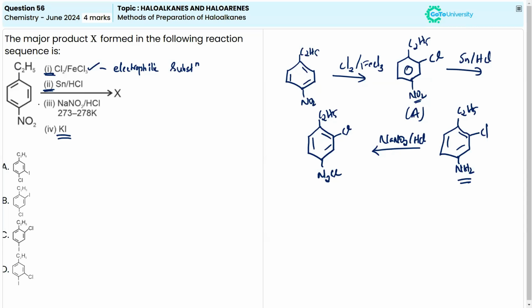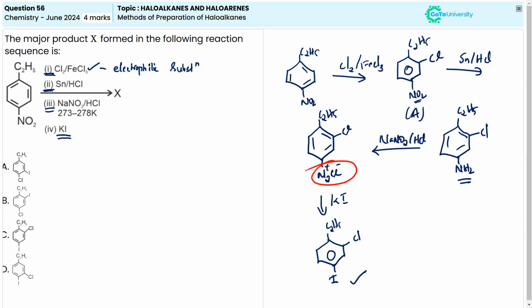So the role of the third reagent is also done. Now we have one more, that is potassium iodide. When this diazonium chloride reacts with potassium iodide, the diazonium group will be substituted by iodine, meaning this entire group will be substituted by iodine. The product has the aromatic ring, but instead of the diazonium group it will be iodine, and chlorine is still there, C2H5 is also there. So this is the final product of the reaction.